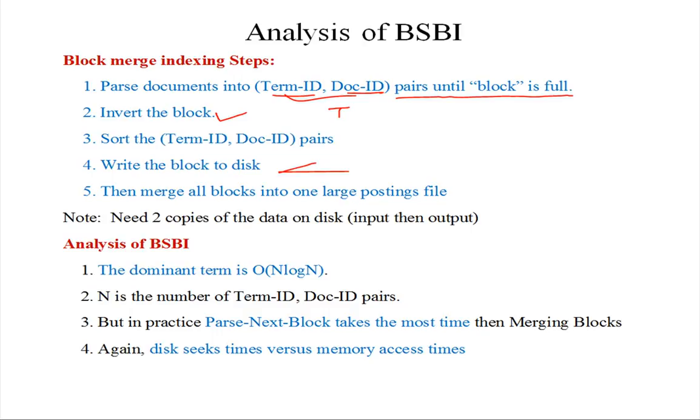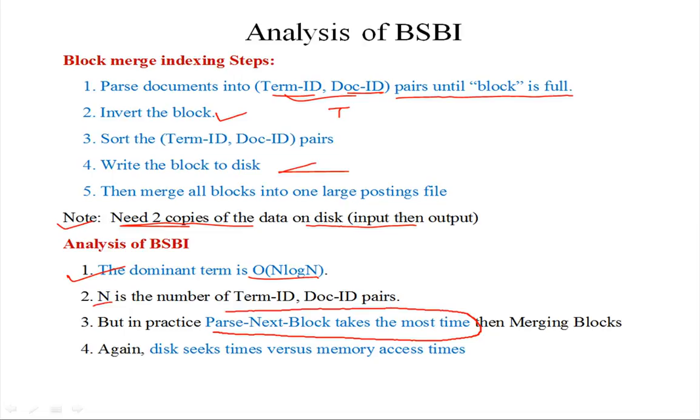But the problem is that it needs two copies of the data on the disk, input and then output. The dominant term is O(n log n). Actually it will require n log n operations, where n is the number of term ID and document ID pairs. But in practice, parsing the next block takes most of the time.